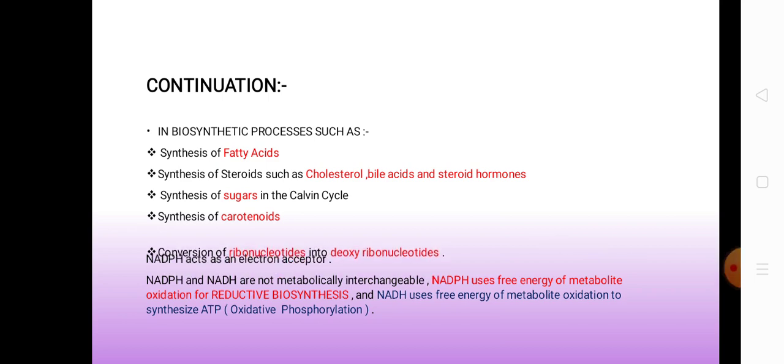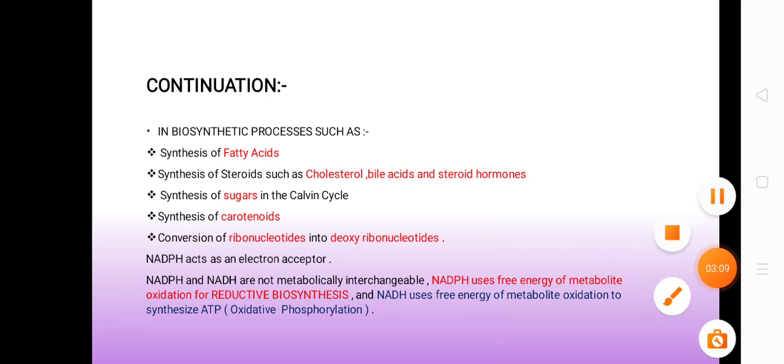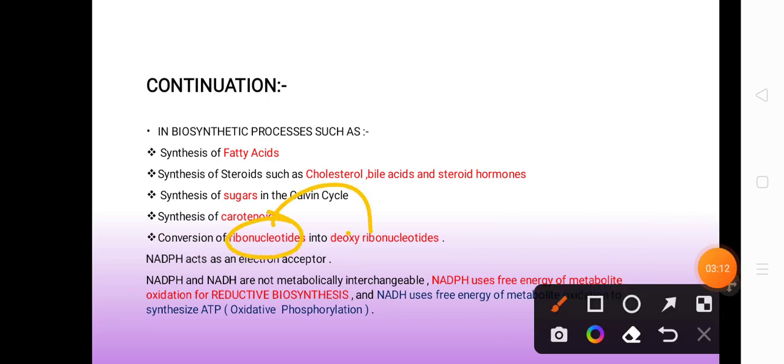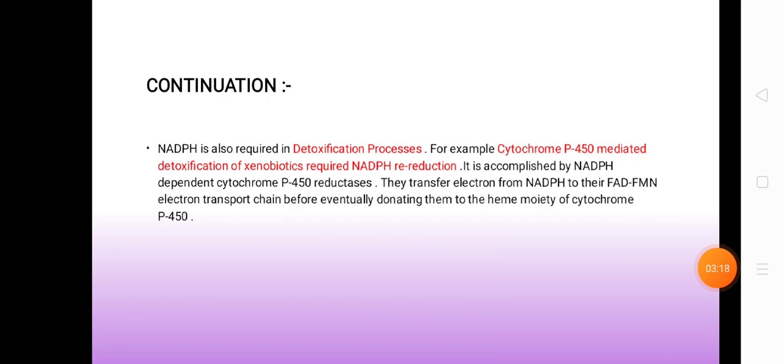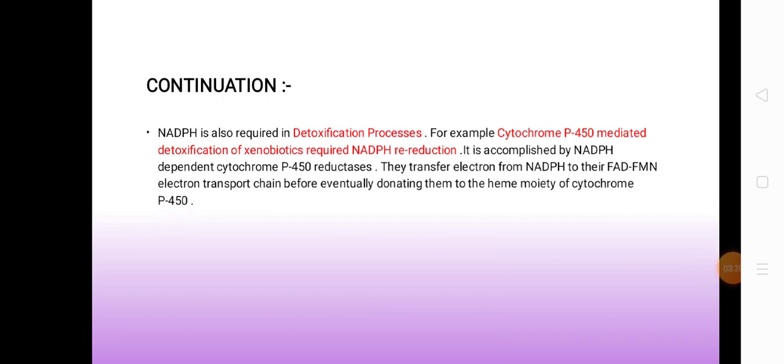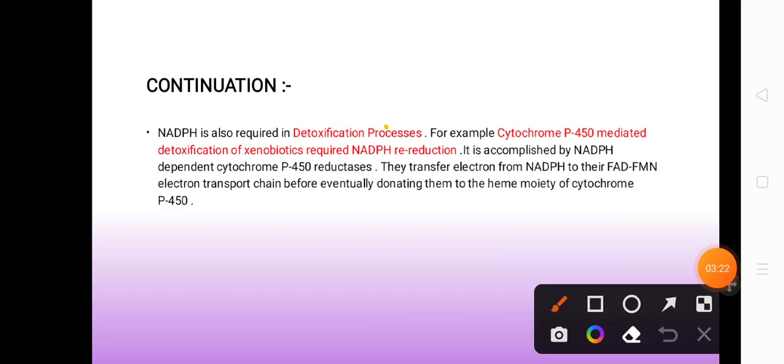Not only that, conversion of ribonucleotides into deoxyribonucleotides also requires NADPH as an electron donor. Now, NADPH is also important for many kinds of detoxification processes.